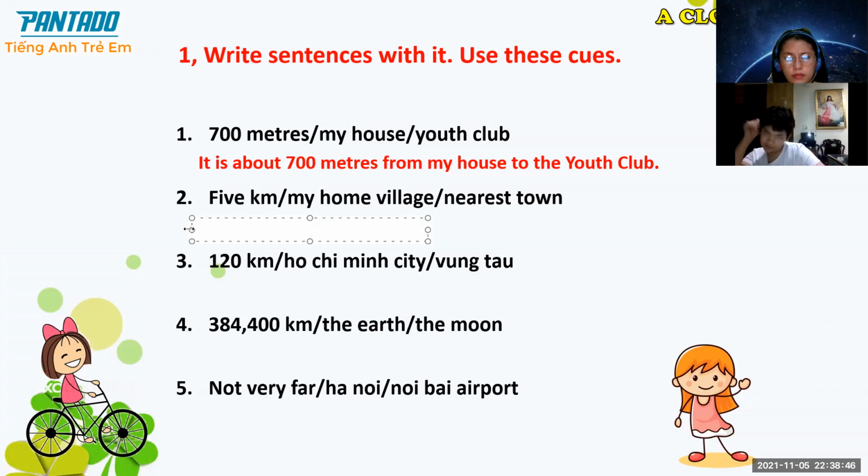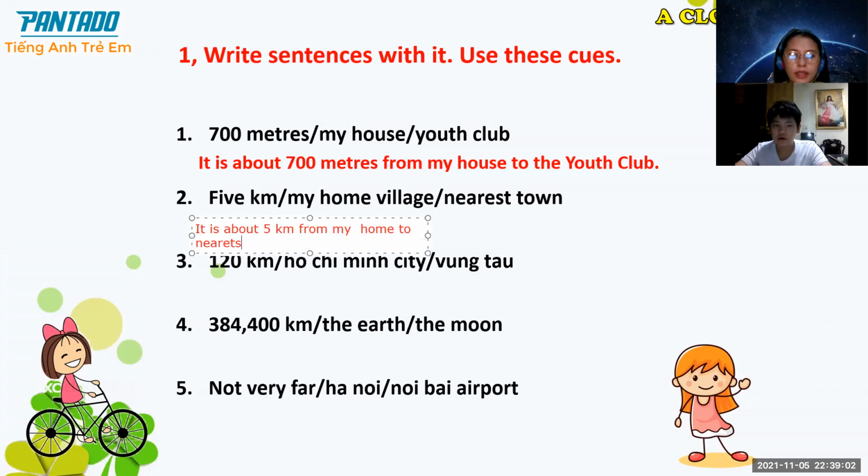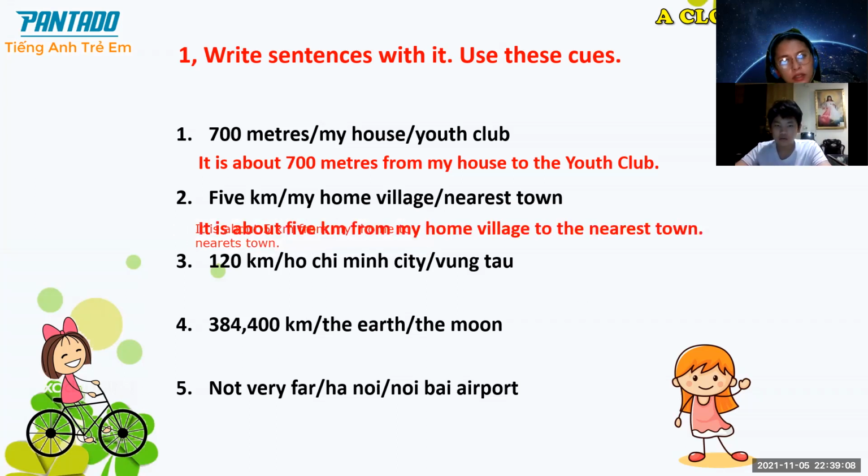It's about 5 kilometers from my home to nearest town. Okay, 5 kilometers from my home to nearest town. Okay, let's try to check your answer. A home village and nearest town. Okay, very good. You're right. How about number 3? 120 kilometers, Ho Chi Minh City, Vung Tau.